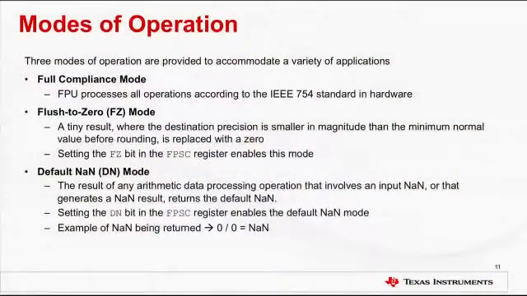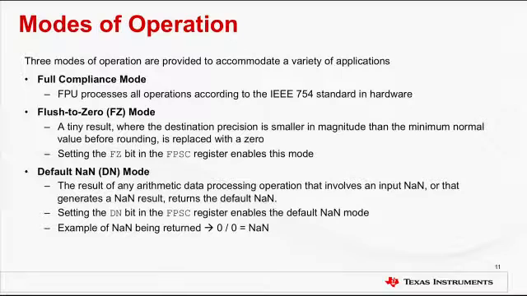The floating point unit can be operated in three modes: full compliance mode, flush to zero mode, and default NaN mode. In full compliance mode, the floating point unit processes all operations according to the IEEE 754 standard. In flush to zero mode, the floating point unit replaces a tiny result, where the destination precision is smaller in magnitude than the minimum normal value before rounding, with a zero.